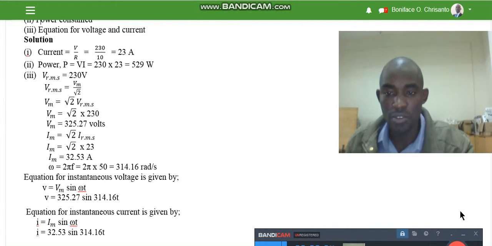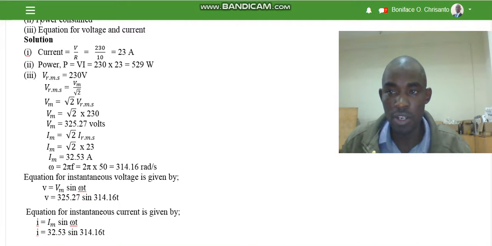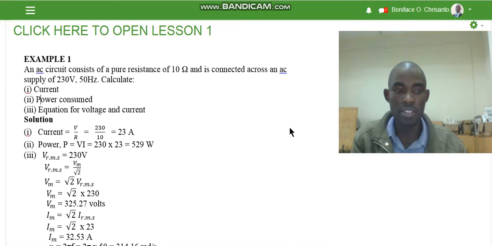Hello class. Today we're going to look at examples on AC circuit. The example reads: an AC circuit consists of a pure resistance of 10 ohms and is connected across an AC supply of 220 volts and 50 hertz. That is the frequency. Calculate: number 1, the current; number 2, the power consumed; number 3, the equation for voltage and current.